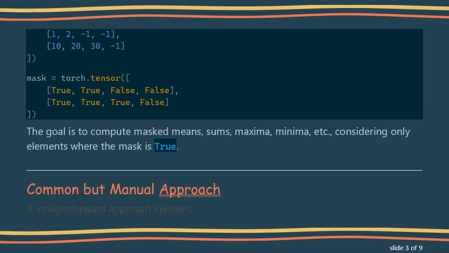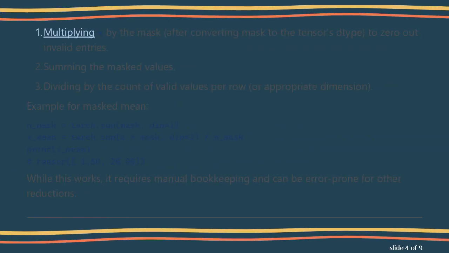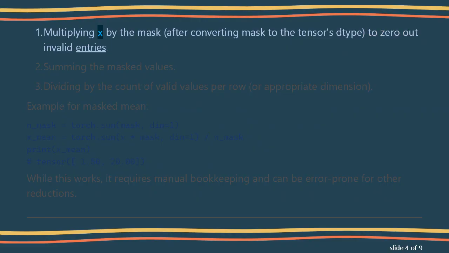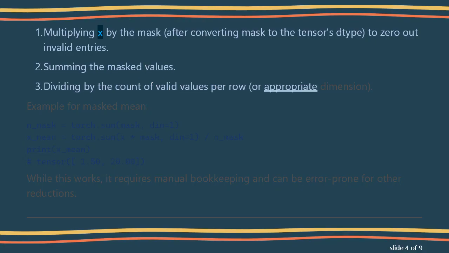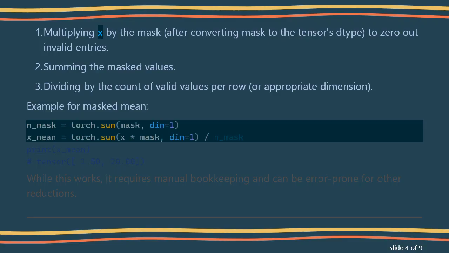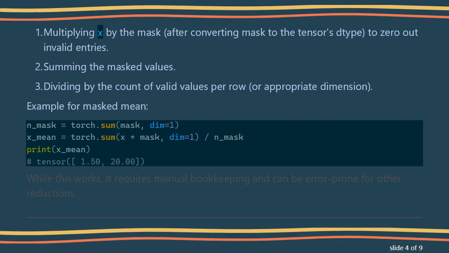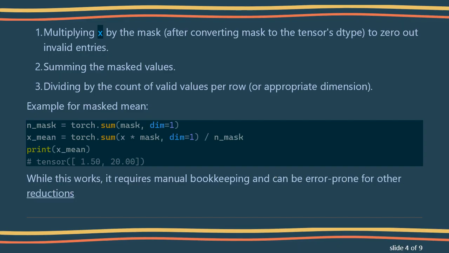Common but manual approach. A straightforward approach involves multiplying x by the mask, after converting mask to the tensor's type, to zero out invalid entries. Summing the masked values. Dividing by the count of valid values per row, or appropriate dimension. Example for masked mean. While this works, it requires manual bookkeeping and can be error-prone for other reductions.